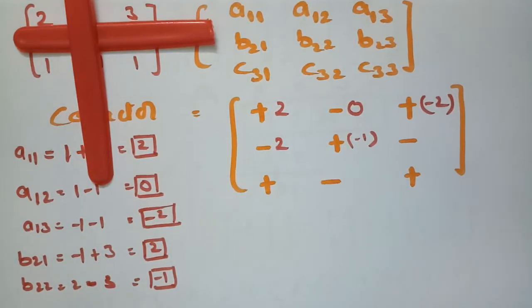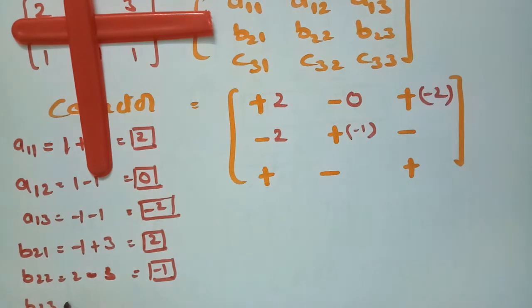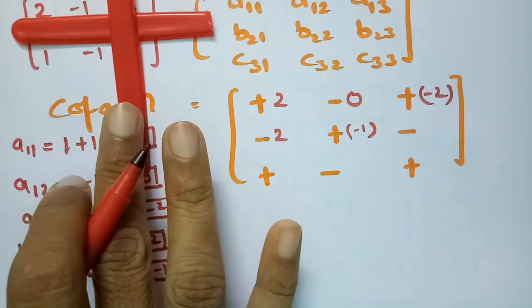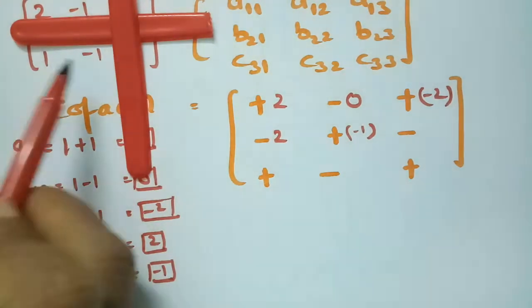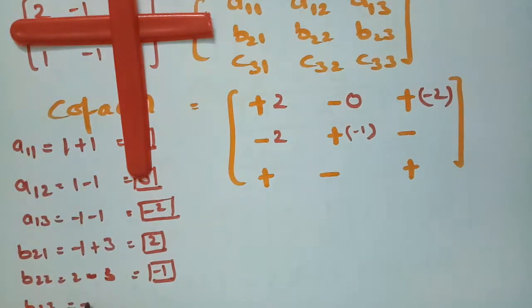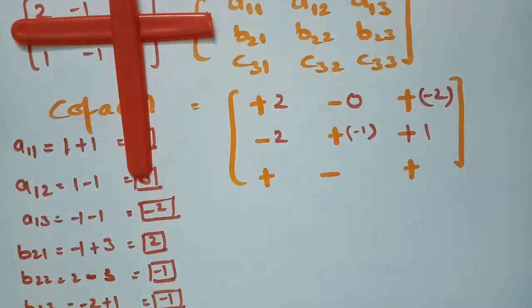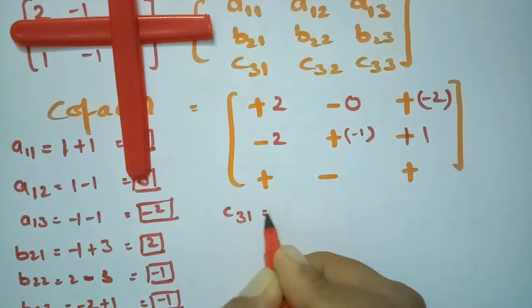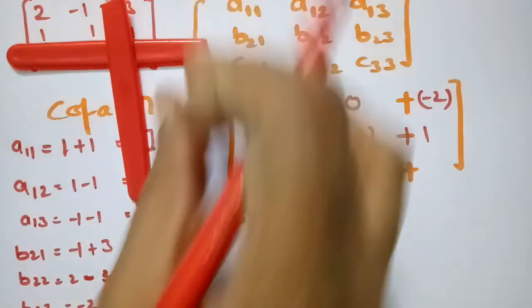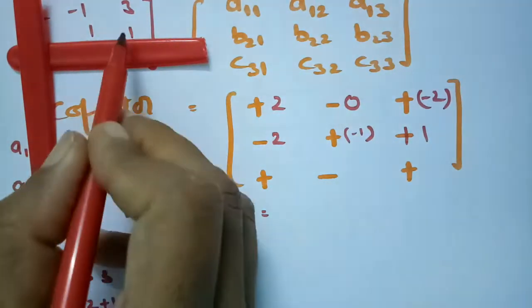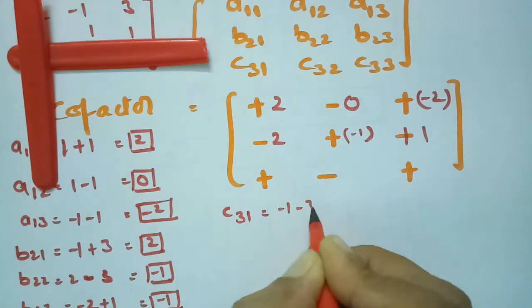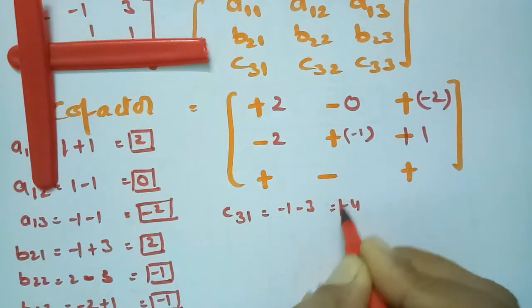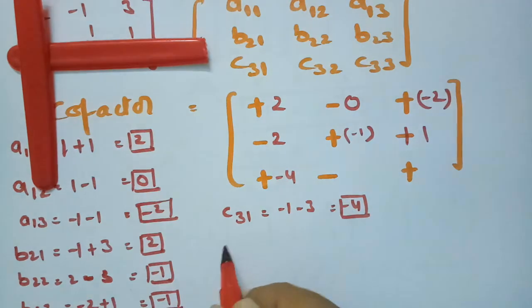And the next one here is B23. For B23 I have to close this third column. So if I multiply, this is minus 2 and minus of minus plus 1, the value here is minus 1. For the next one, that is third row, first column, I have to close third row and first column. The value here is minus 1 minus 3, the value here is minus 4.